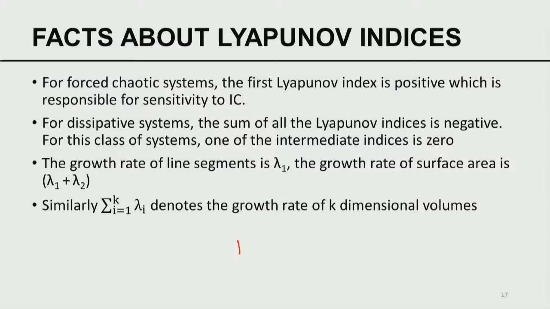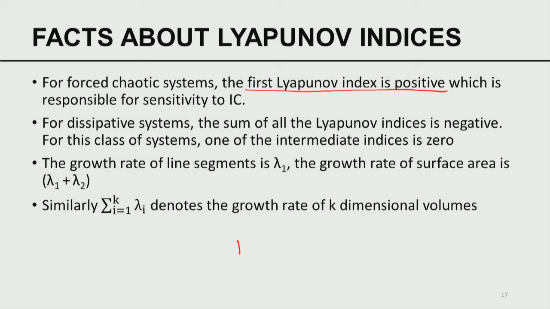So, given a forced chaotic system, the first Lyapunov index is positive, which is responsible for the sensitivity to the initial condition. Now, I only talked about the Lyapunov index; you may ask, what is the first Lyapunov index. Again, that requires a little bit of an explanation.